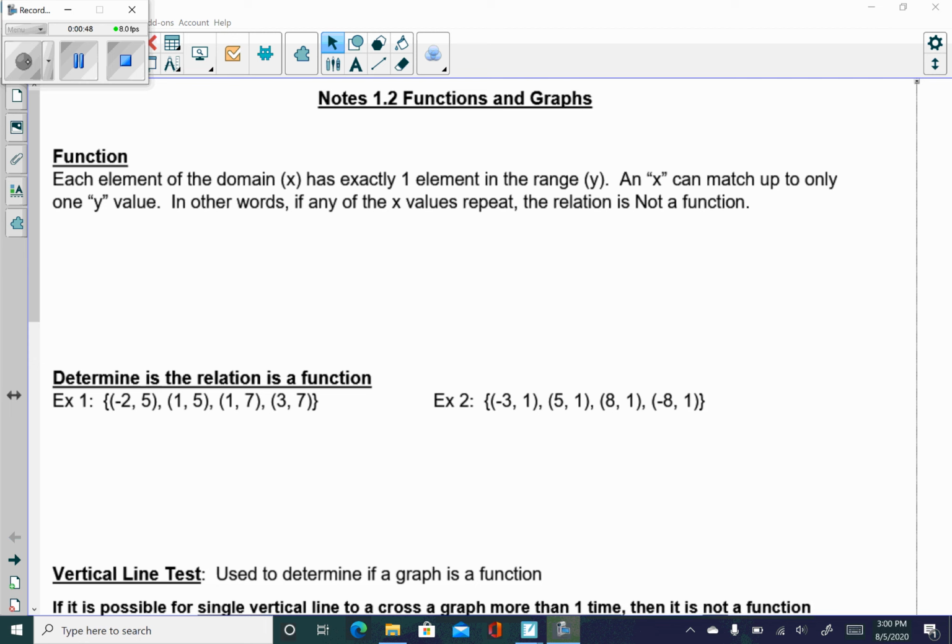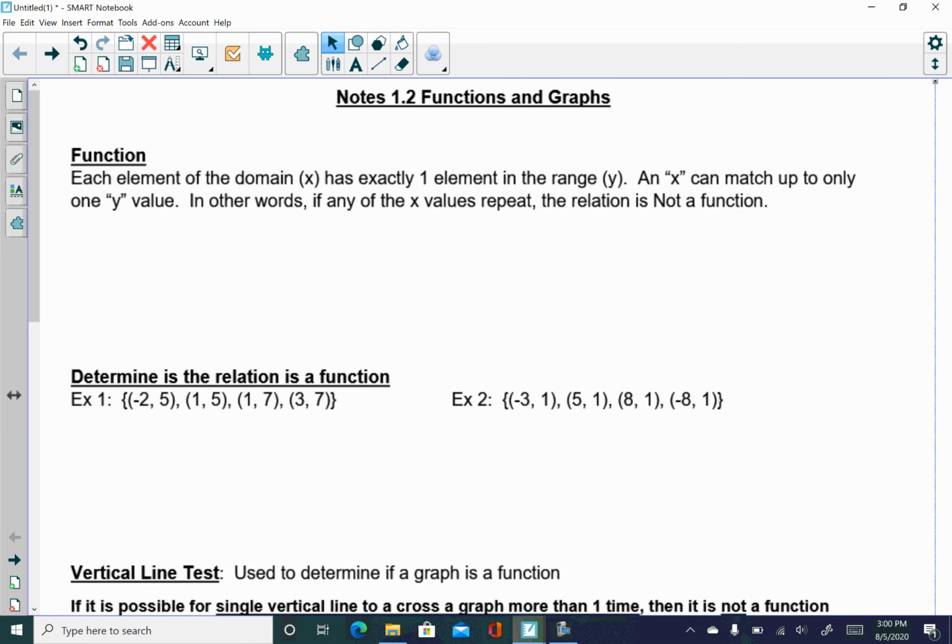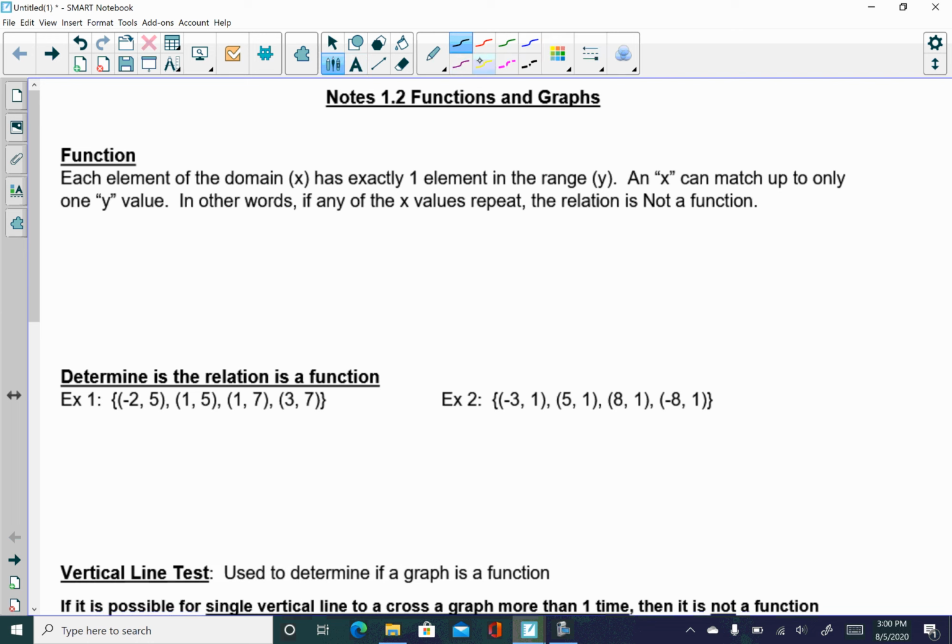The definition of a function says that each element of the domain, and your domain represents your x values, has exactly one element in the range, and the range are your y values. In other words, an x can only match up to only one y value. Or in other words, if any of those x values repeat, the relation is not a function.